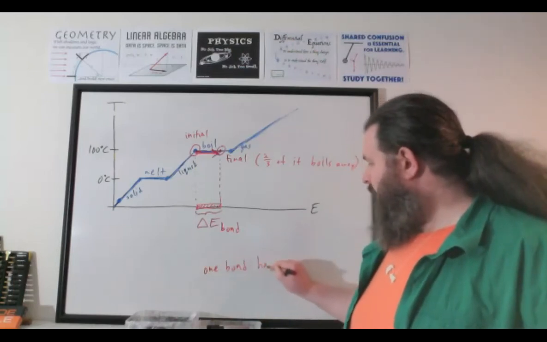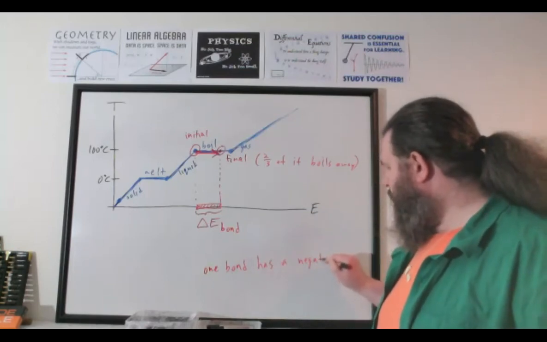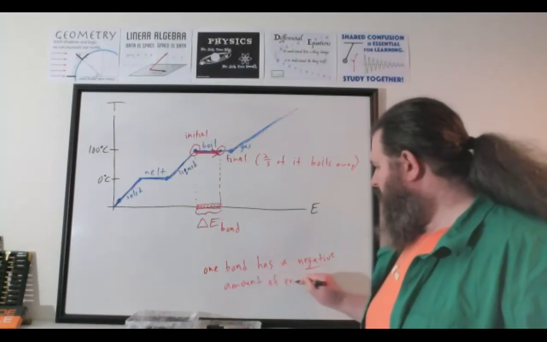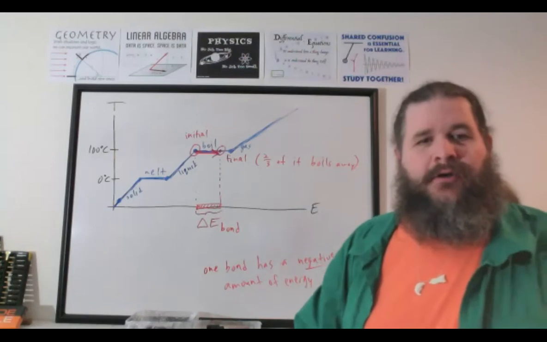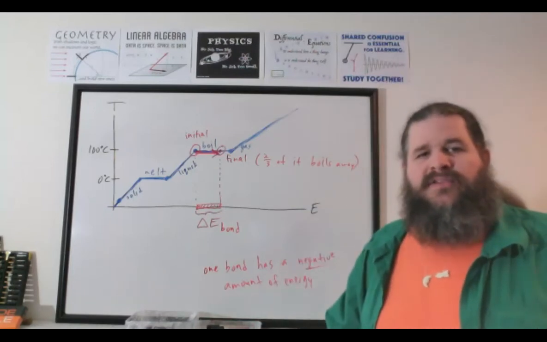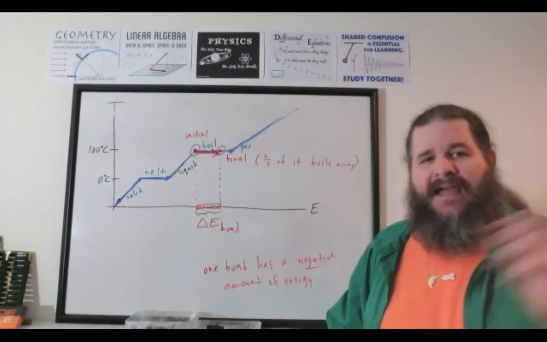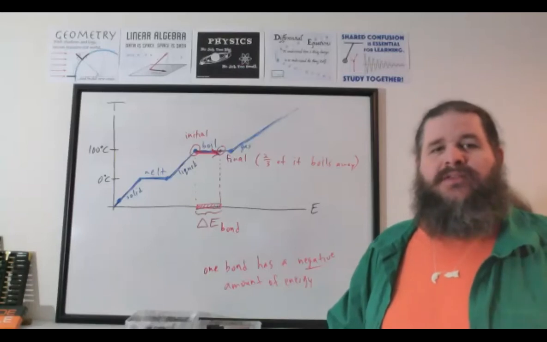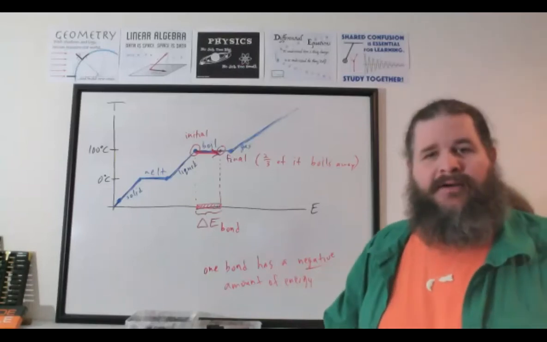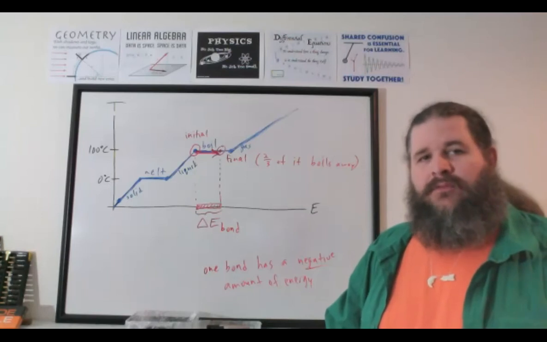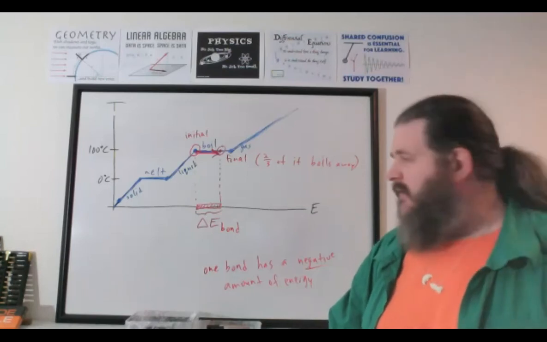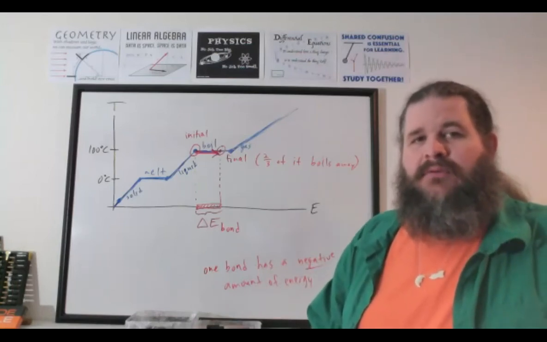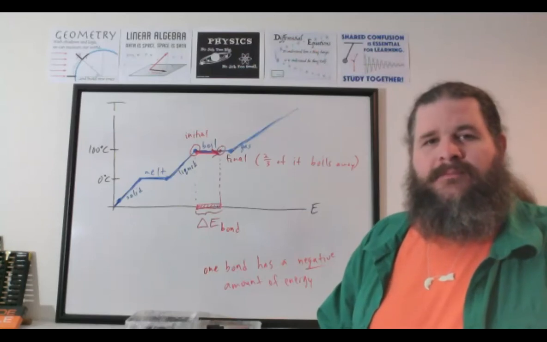One bond has a negative amount of energy. And we're going to get into the details of why this is later on. But if a single bond has a negative amount of energy, you'd have to add energy to cancel out that negative and get rid of the bond, or remove energy from the substance to create that negative and allow a bond to form. So if it helps you remember which direction is positive and which direction is negative, each bond has a negative amount of energy. So you've got to add energy to break the bonds and remove energy to allow those bonds to form.